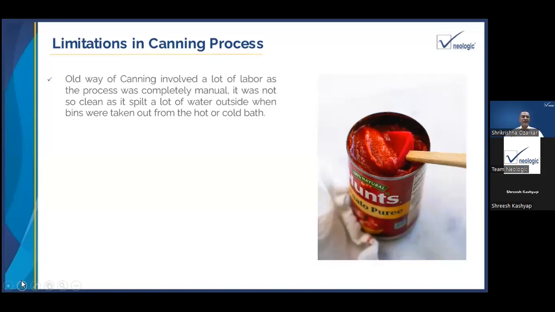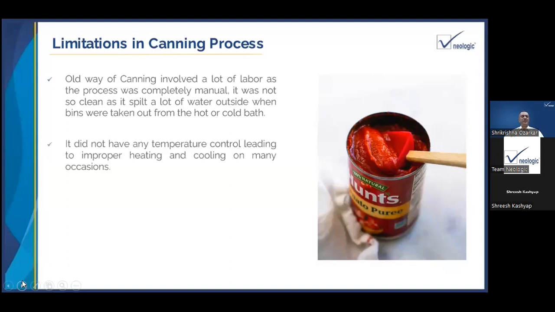It was not clean, it was not hygienic, because when you're doing the retorting manually, people who know the manual retorting process, which is still carried out in certain areas, know it spilled a lot of water outside. And today water is also precious. Every energy, whether it is water, whether it is electricity, everything is precious for us. So a lot was spent in the hot bath, in the cold bath as well.